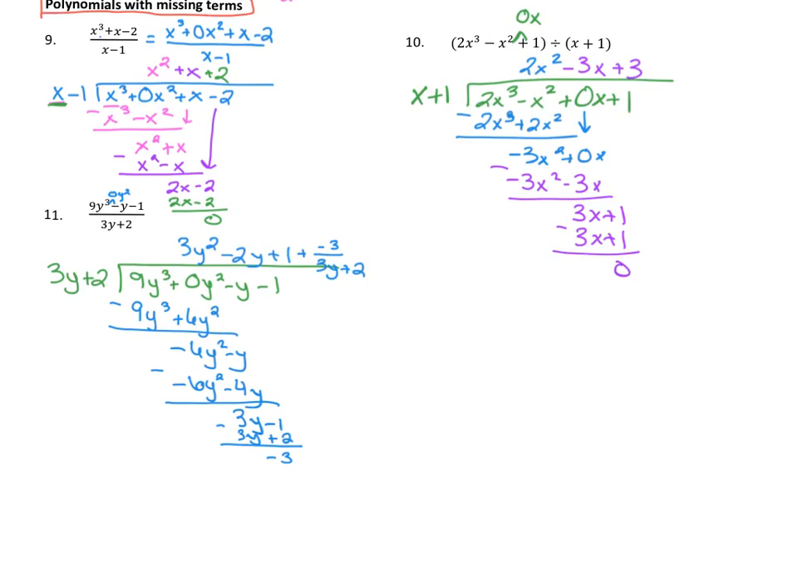In example 11, you were missing your y squared term, so you need to put a 0y squared in. And when you do that, you will get a remainder of negative 3. So remember, when you get a remainder, you write it as the negative 3 remainder over the 3y plus 2.